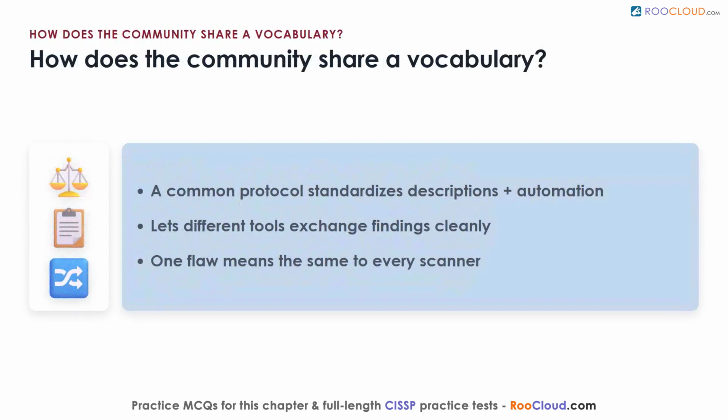How does the community agree on a shared vocabulary? Through a common protocol that standardizes how we describe and automate security checks. Without it, every tool would speak its own dialect and nothing would line up. This shared framework lets different security systems exchange findings cleanly and compare notes. It is the reason a flaw flagged by one scanner means the same thing to another. Picture air traffic control. Everyone uses the same phrasing, so no message gets lost.